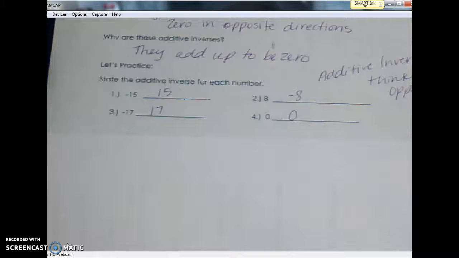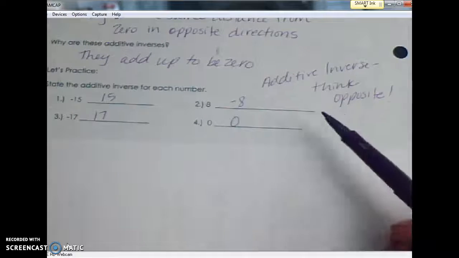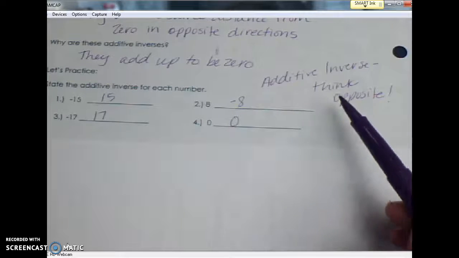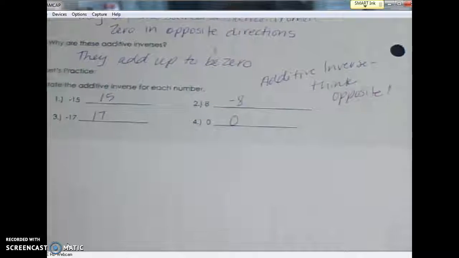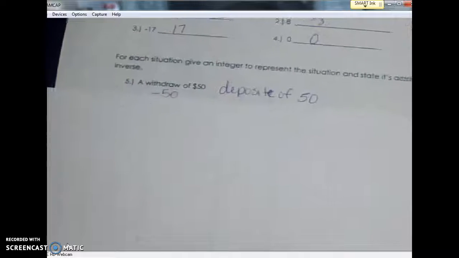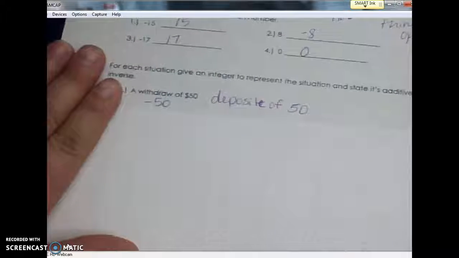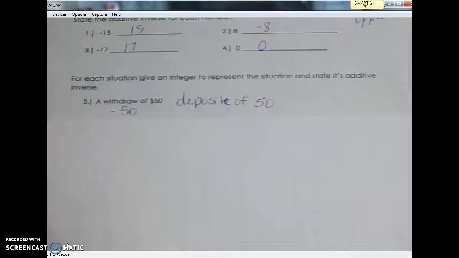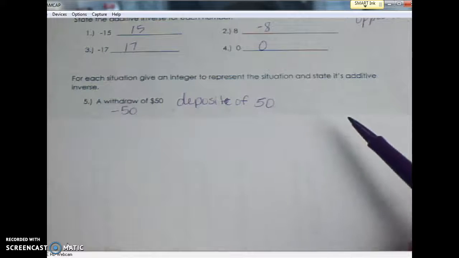0, it's just 0. So additive inverse, think opposite. It's the opposite number for additive inverse. When I add additive inverses together, the sum is going to equal 0. Now this says for each situation, give an integer to represent the situation and state its additive inverse.